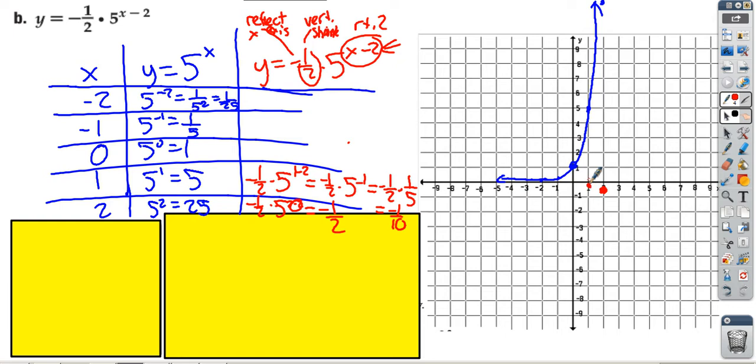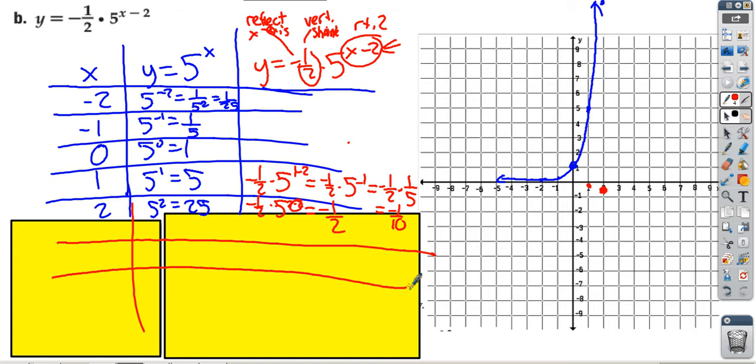And then let's get some points in the other direction, because these values are going to get increasingly small. We're going from -1/2 to -1/10, and the next one's going to be even smaller. Let's just find it for the sake of having it. If you plug in 0, 0 minus 2 is -2. So you get -1/2 times 1 over 5 to the 2, or 1 over 25, which is a positive 1 over 25. So that's -1/50. That's so small you can hardly draw it. It's about that little tiny dot right there. And then let's get a point going the other way.